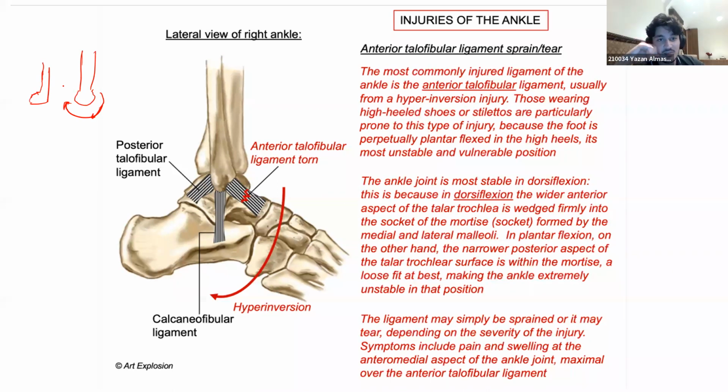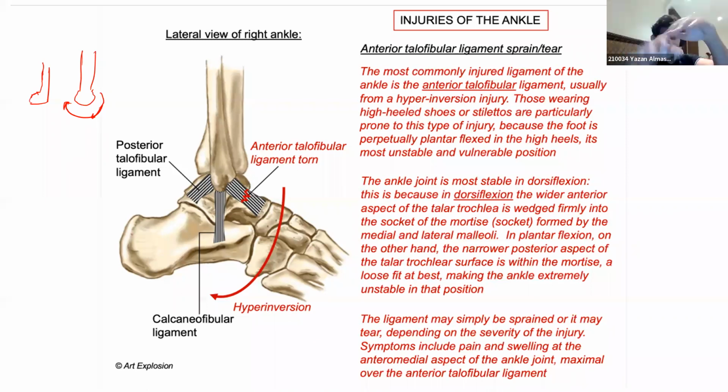Okay, which ligament is being stretched the most? The medial or the lateral? And I don't want you to say it because you memorized it. I want you to understand it. Which ligament is being stretched the most? The medial or the lateral? Lateral. Okay, because we're moving.